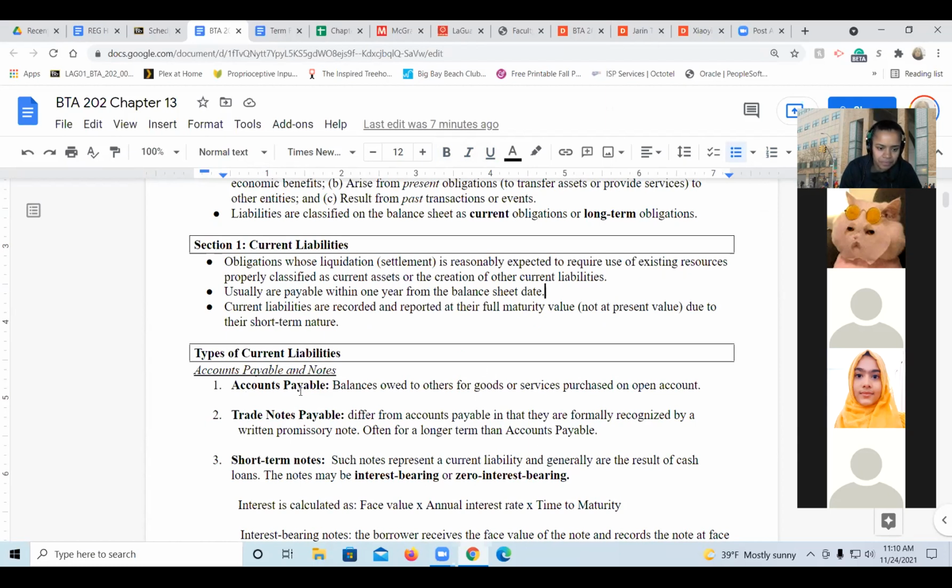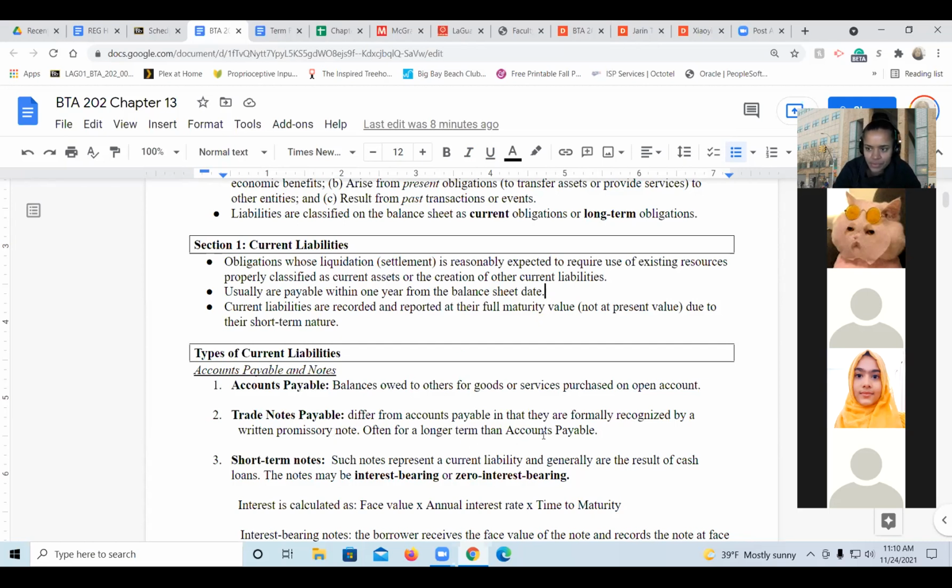So accounts payable, this is a classic current liability. Balance is paid, right, to others for goods or services purchased on account. Trade notes payable. So it's slightly different from accounts payable because there's an actual document, a promissory note. And they're also a bit longer term than accounts payable.